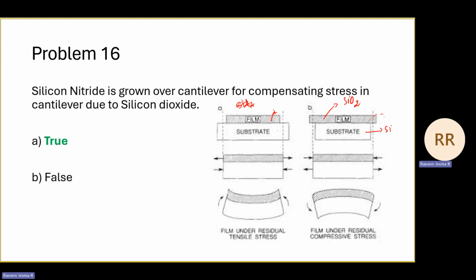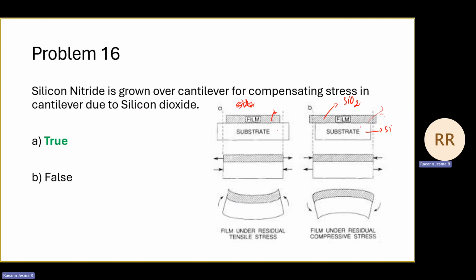These are two different materials, right? SiO2 and silicon are two different materials. They will have different coefficients of thermal expansion, so they will expand and contract at different rates. The coefficient of thermal expansion for silicon is somewhat higher compared to that of SiO2, so silicon will expand and contract faster than SiO2.